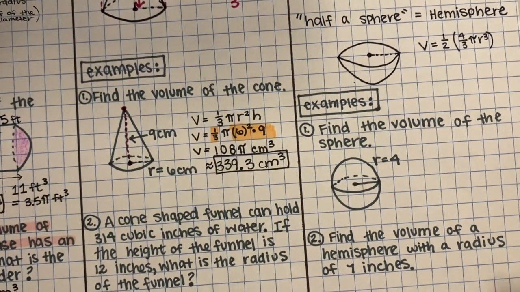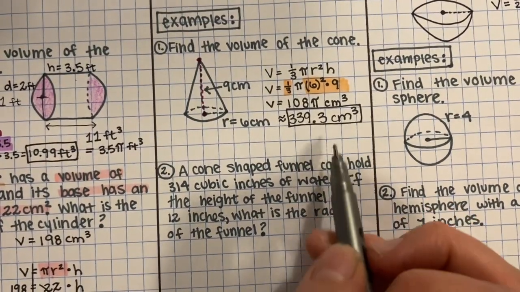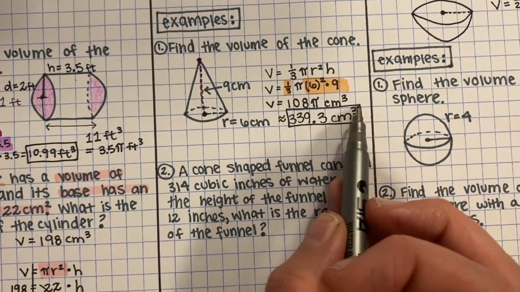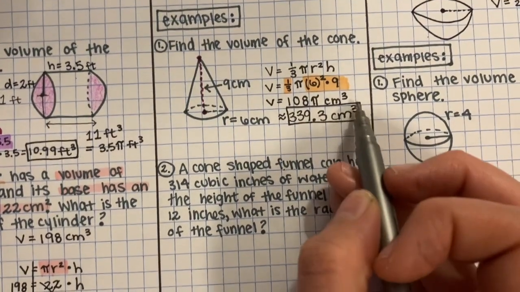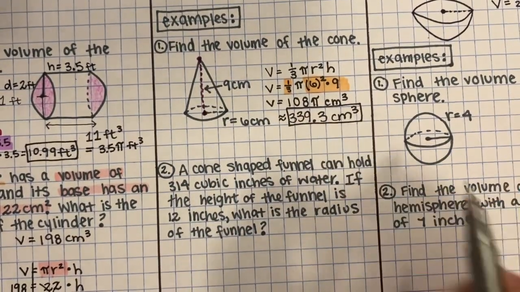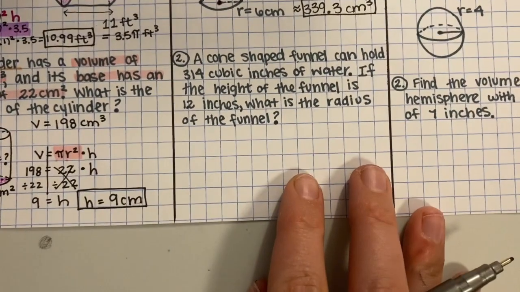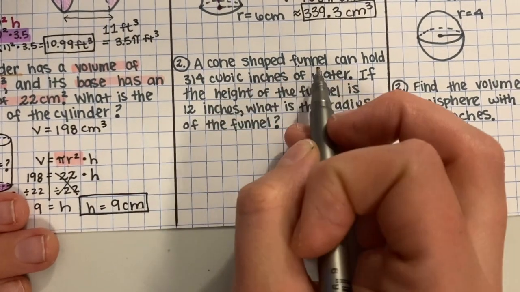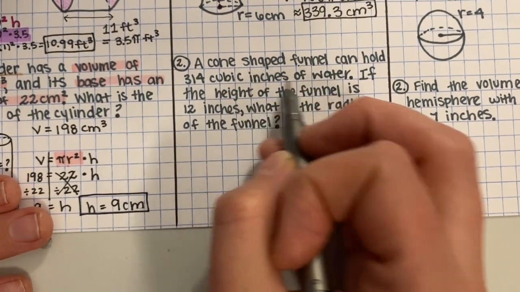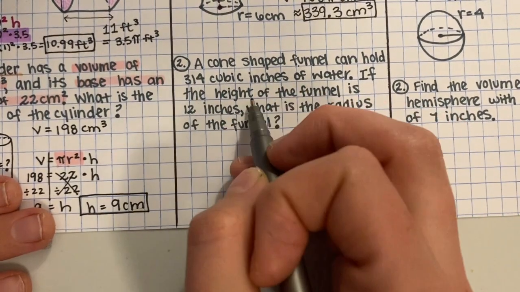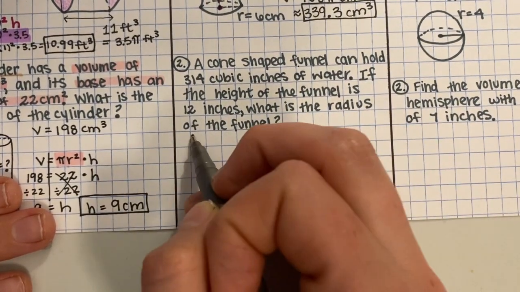Next, let's look at a word problem. So we can find the volume of our cone. We knew that this was centimeters cubed because we're dealing with volume, and volume is cubed because area is squared. It's 3-dimension, right? So we've got a little 3 right there. Let's look at this word problem. So this word problem says a cone-shaped funnel can hold 314 cubic inches of water. If the height of the funnel is 12 inches, what is the radius of the funnel?